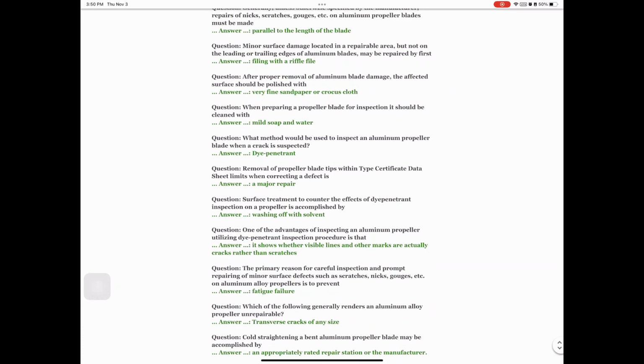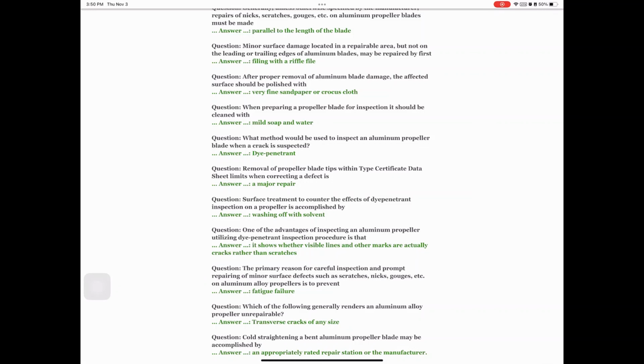Question. Surface treatment to counter the effects of dye penetrant inspection on a propeller is accomplished by? Answer. Washing off with solvent. Question. One of the advantages of inspecting an aluminum propeller utilizing dye penetrant inspection procedure is that? Answer. It shows whether visible lines and other marks are actually cracks rather than scratches.